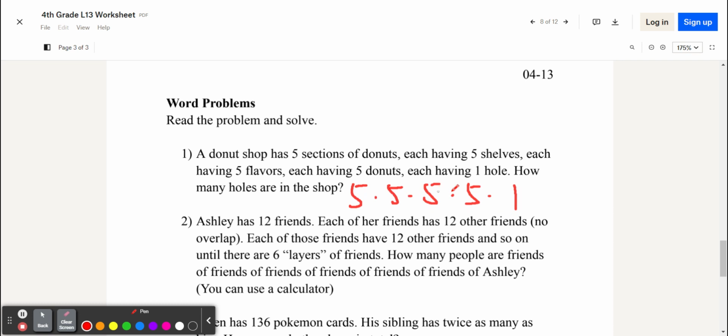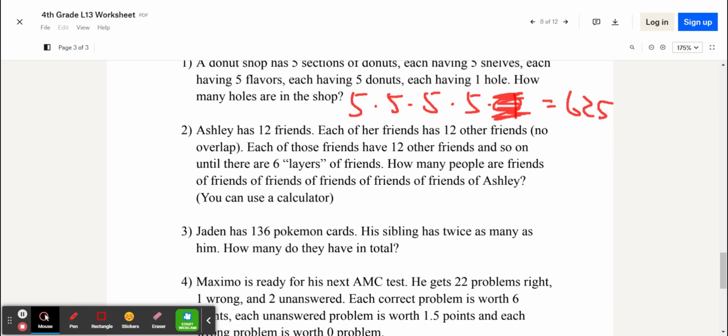So that's 5 times 5 times 5 times 5 times 1. The 1 doesn't matter since multiplying by 1 does nothing. And you can see this is just 5 to the power of 4. And 5 times 5 times 5 times 5 is 625. So there are 625 holes.